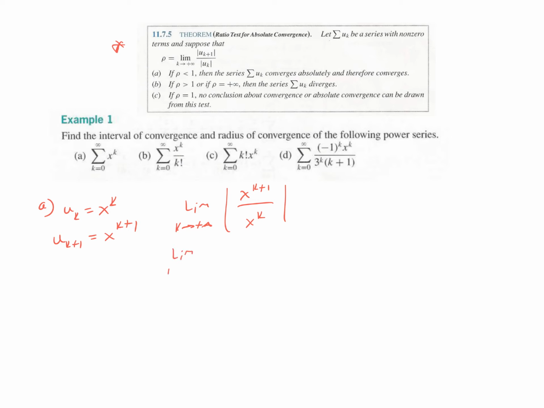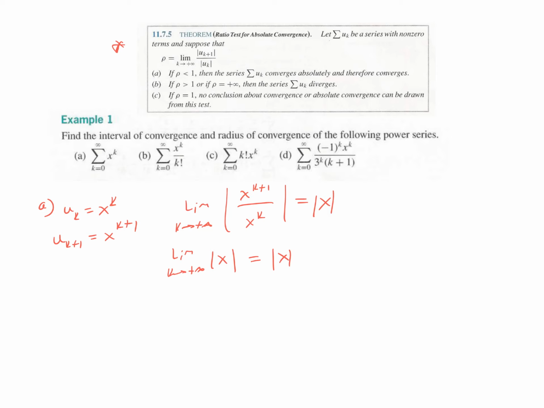So limit k goes to positive infinity. You can pretty much tell we don't need any algebra on this one, that it boils down to the absolute value of x. So that's what this limit equals. So the limit is just the absolute value of x. So either way, it's like, boom. So my limit isn't a value, it's an expression involving x.